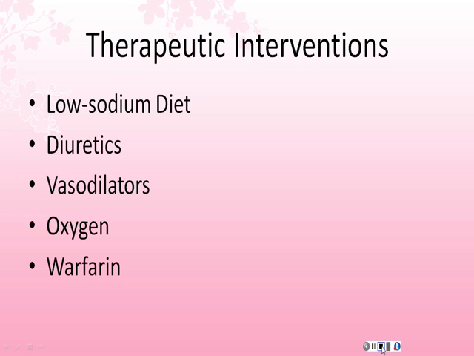Therapeutic intervention. There's no cure unless they do a heart and lung transplant. So that would need to happen. In secondary pulmonary arterial hypertension, we need to figure out what the cause is and then treat that underlying cause. But other things you'll see are low sodium diets or diuretics to reduce the volume, vasodilators to reduce pulmonary arterial pressures, oxygen, and then Coumadin or warfarin to prevent clotting.